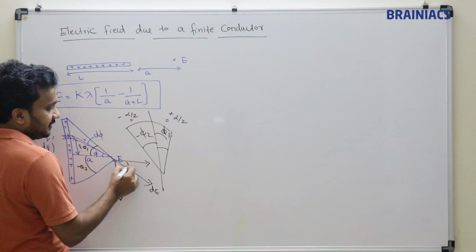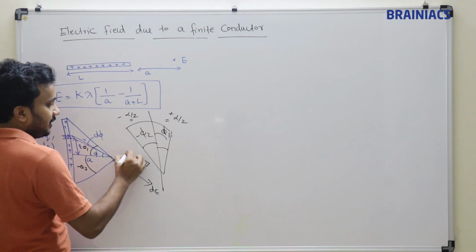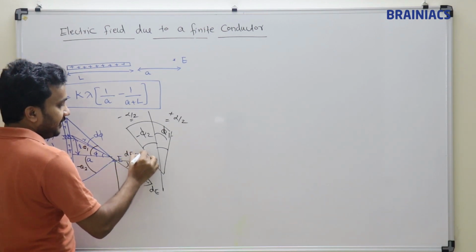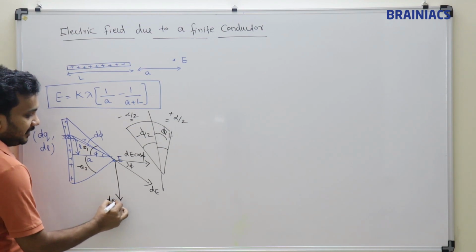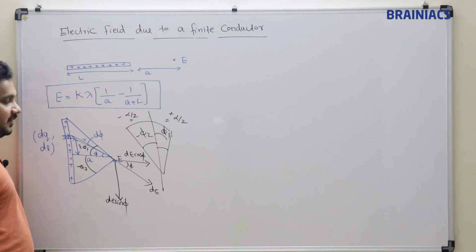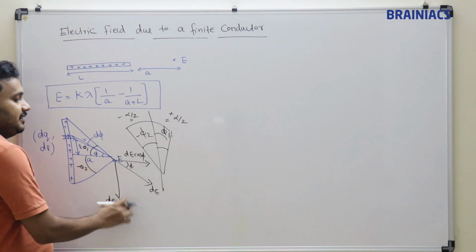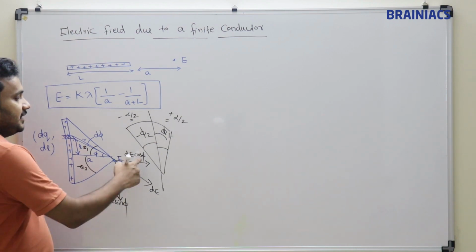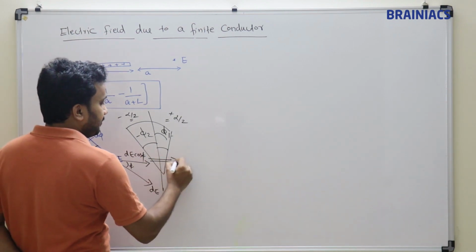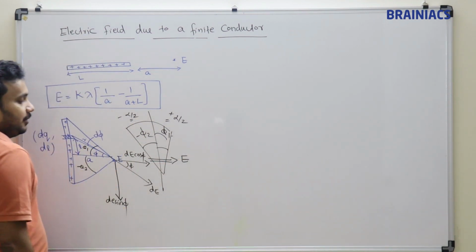This angle is phi, which means this angle is also phi. So what will come here? dE cos phi. And what will come here? dE sin phi. So we have dE cos phi and dE sin phi. I can say dE cos phi is nothing but a parallel or perpendicular component.